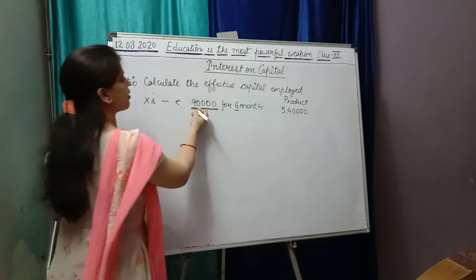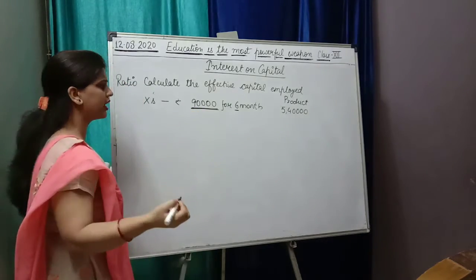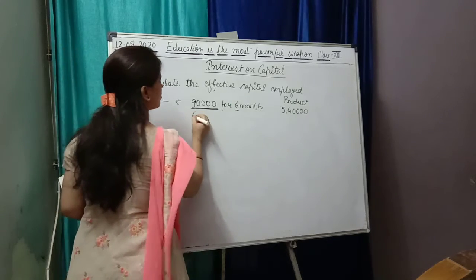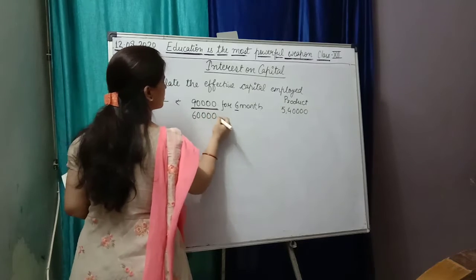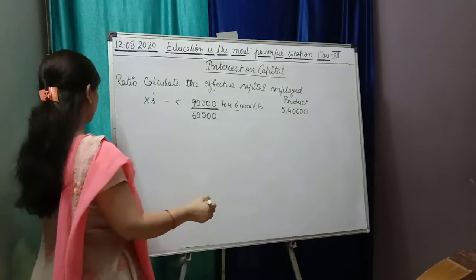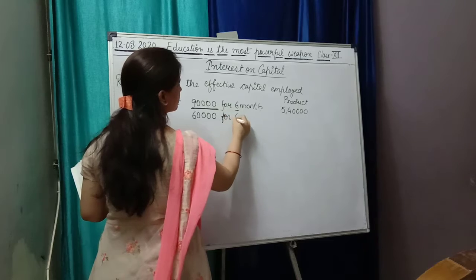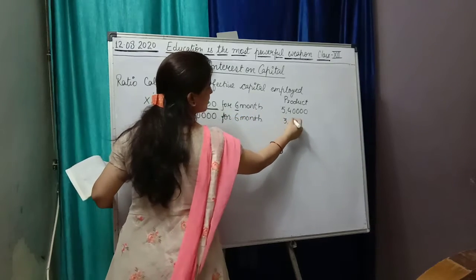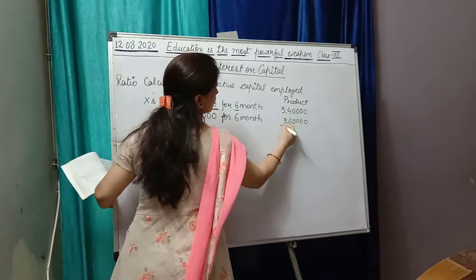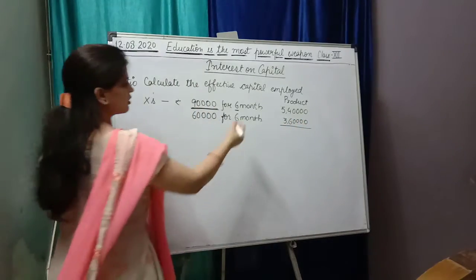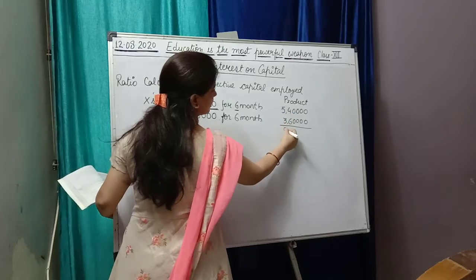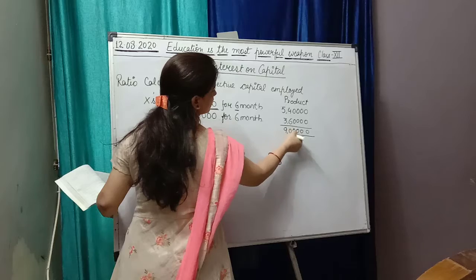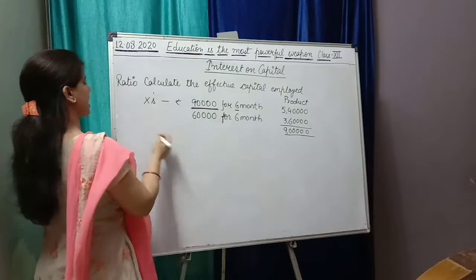Now, after 6 months, he has withdrawn 30,000 from 90,000. After withdrawing, how much amount is remaining? 60,000 is remaining for 6 months. So that will be 3,60,000. Understood? We have to do the total. That will come to 9 lakh. In this way we have to calculate.